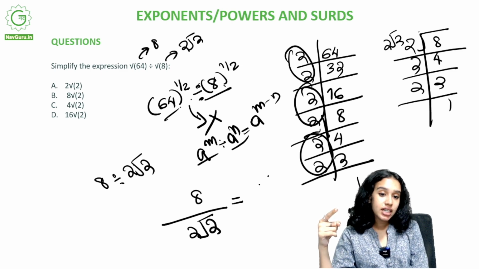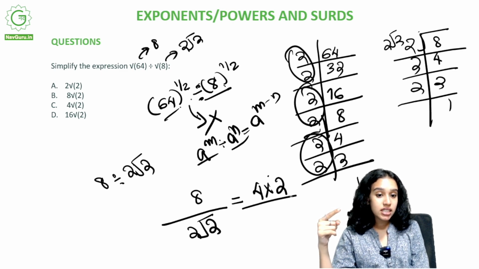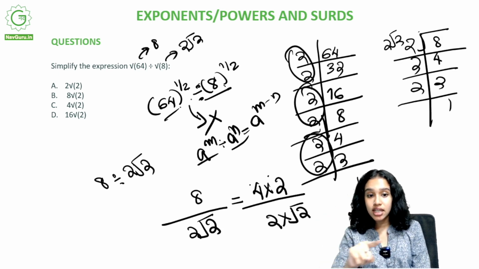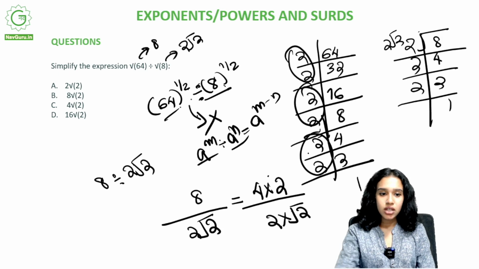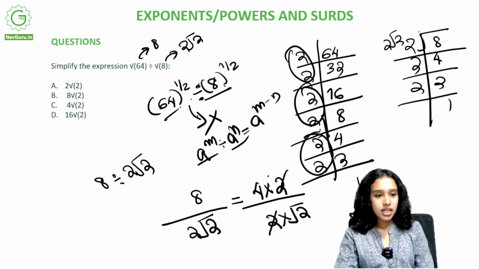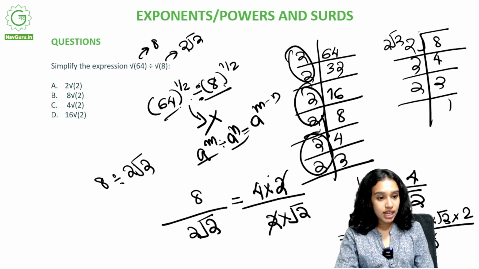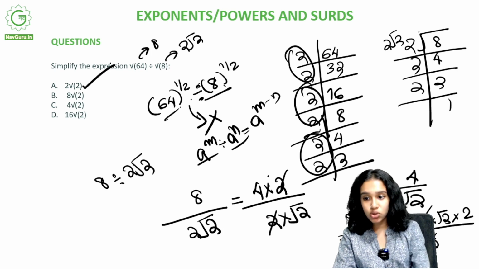So we know that we can write 8 as 4 into 2 and 2 root 2 can be written as 2 into root 2, right? So we could cancel out both the 2s from here. Then we have 4 by root 2 left, right? So again, 4 can be written as what? 2 into 2, again by root 2 is here, and 2 can be written as root 2 into root 2, and we have this 2 here, we place it right here, and root 2, we cancel this out, and we get the answer as 2 root 2.